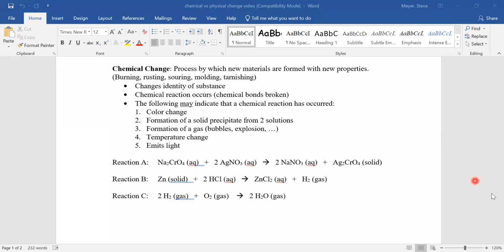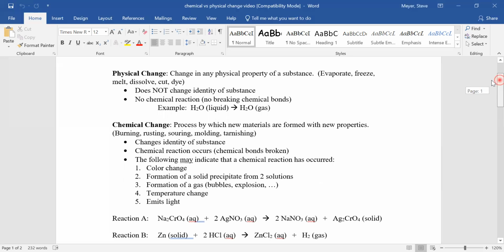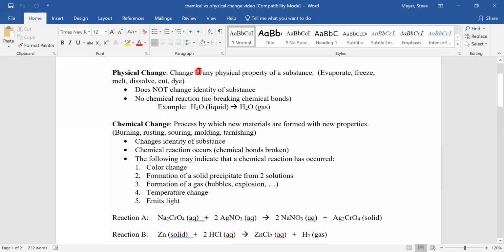I'm just going to head back for a second and look at this right here. Let's see if I can scroll up. Here we go. And physical changes, let's do a little comparison. Physical changes do not involve changing the identity of the substance. In other words, no bonds are breaking or forming.